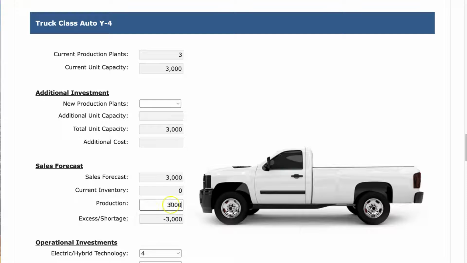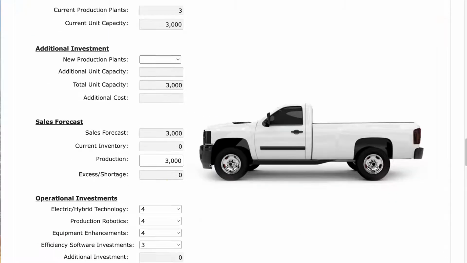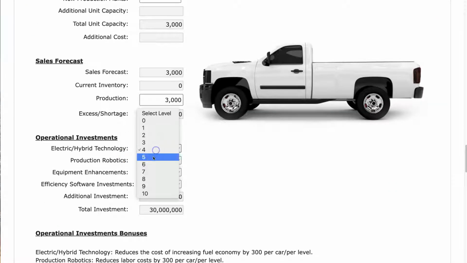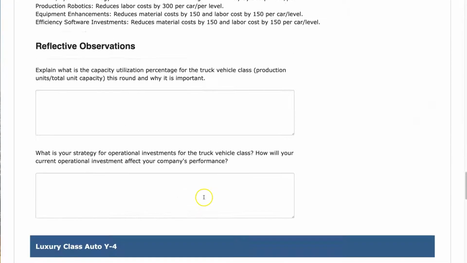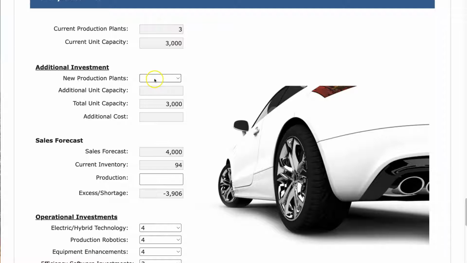here I don't have to buy a production plant, which is good, saves me some money. But again, the truck and luxury were getting difficult to make those profits on. So again, I'm going to keep doubling up on those operational investments. Let's see, you're going to buy a production plant here.